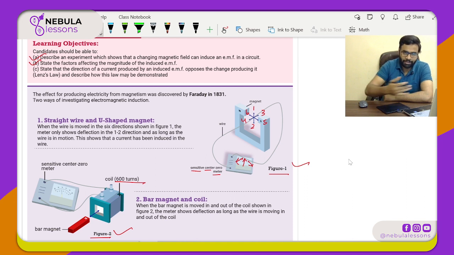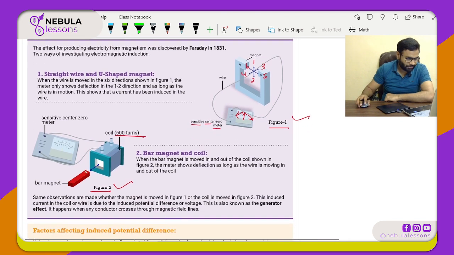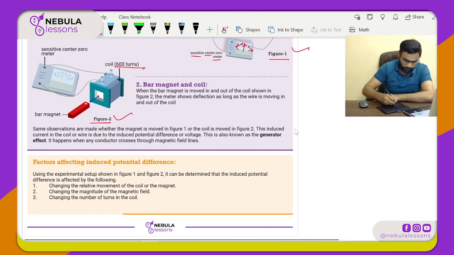So when you're moving it rapidly, you're changing the magnetic field rapidly. You know that the change in the magnetic field passing through the conductor is the cause of induced potential difference. This means that when you'll be moving it faster, you will be changing the magnetic field faster, and it will be generating more induced potential difference. So one of the factors is the relative movement of the coil and the magnet.